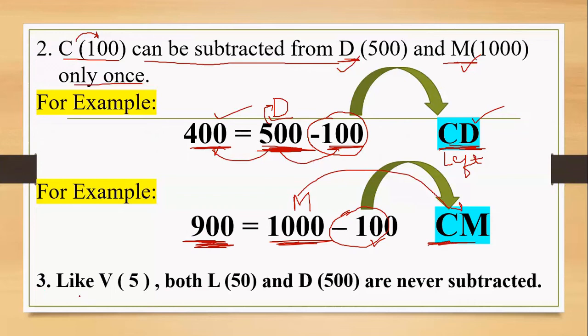The third rule is like V: both L and D are never subtracted. We cannot subtract L and D, just like we cannot subtract 5.